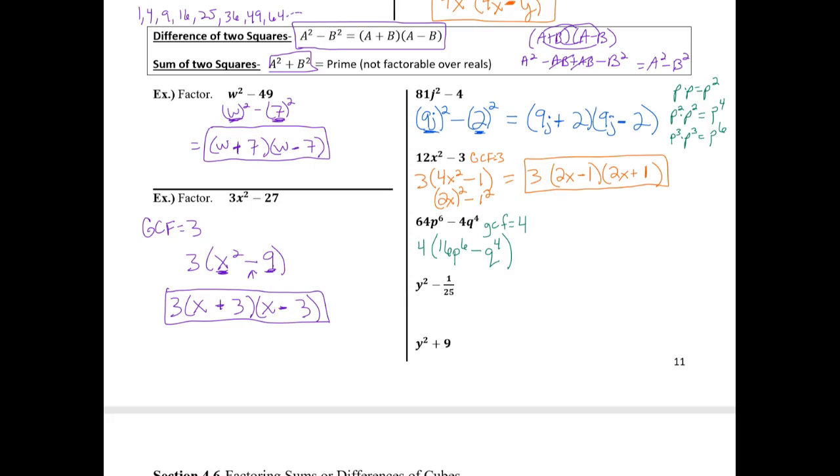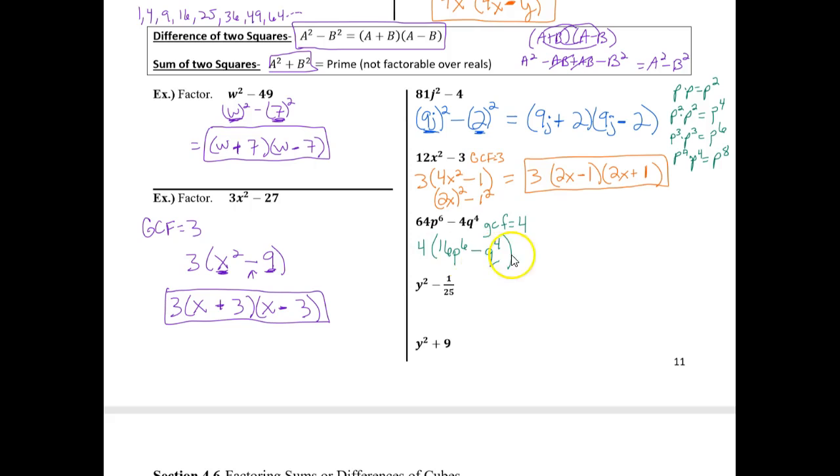Do we see a pattern here? If I wanted p to the 4th times p to the 4th, 4 plus 4 would be 8. So these are squares, right? Anything times itself is a square. So anytime I have an even exponent, I just have to divide it by 2 to figure out what that square is. So p to the 8th is the square of p to the 4th squared.